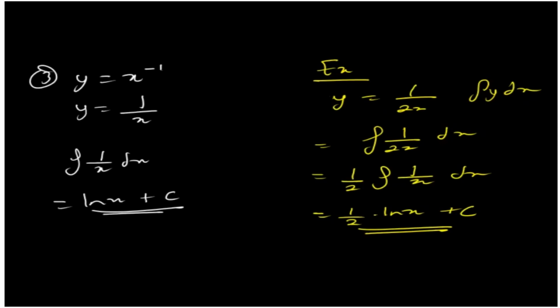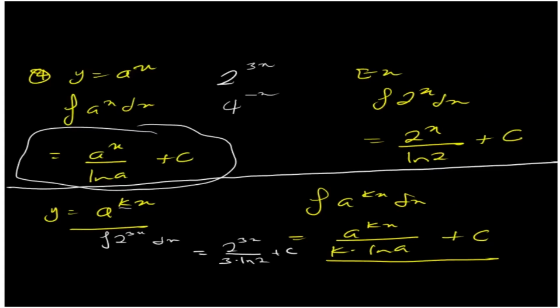Okay, that's fine. That is how you integrate x raised to power minus 1. The integral of that is ln x. Good. What if you have an exponent, a raised to power x? How do you integrate a to the power of x? Remember, to differentiate a to the power of x is a to the power of x times ln a.